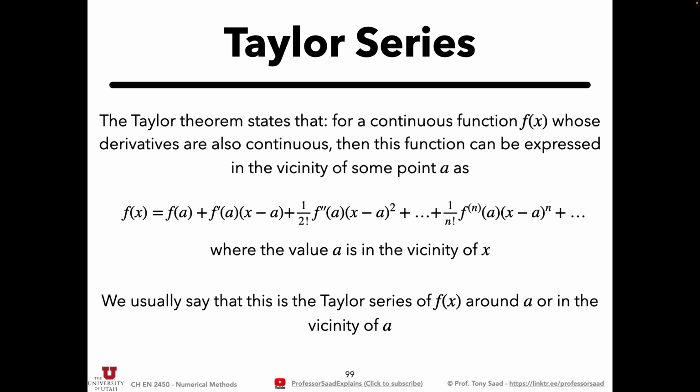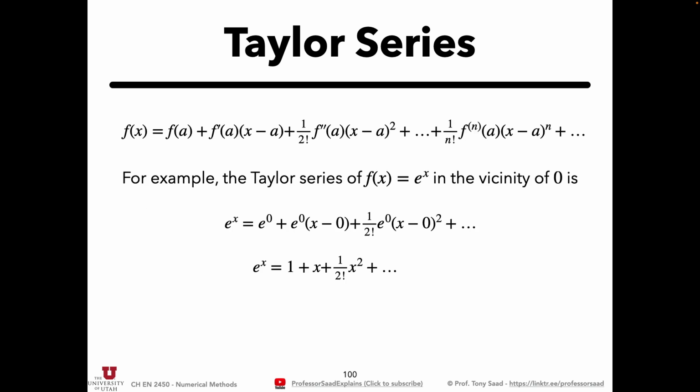That's what allowed us to compute the exponential and the sine in terms of elementary operations, multiplications and additions. Okay? We usually say that this is the Taylor series of f of x around a, or in the vicinity of a. So for example, the Taylor series of f of x equal e to the x in the vicinity of 0.